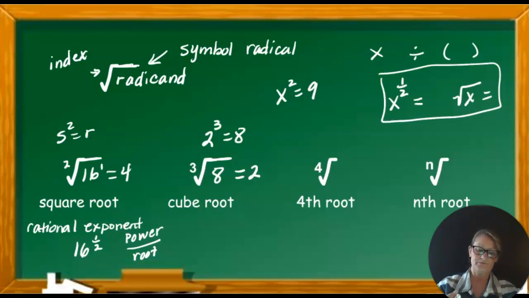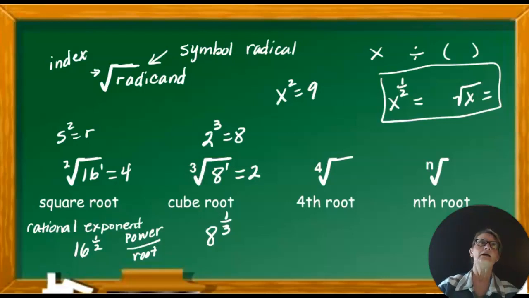That's a cube root. So the rational exponent for a cube root, again, this power is 1, so it would be 8 to the 1/3 power. When we start doing cube roots, 1/3 power means the same thing as the cube root. And again, you're going to have to know all of these. So think about then what the 4th root would be.